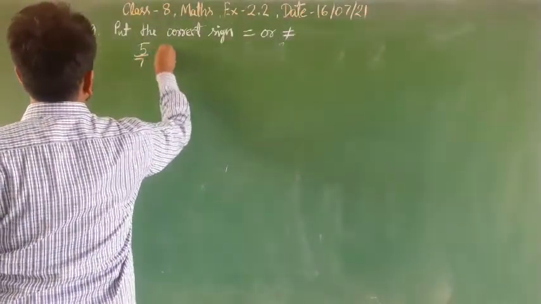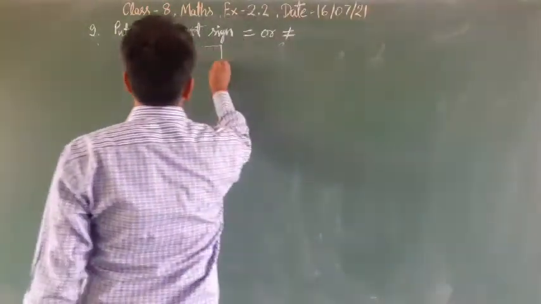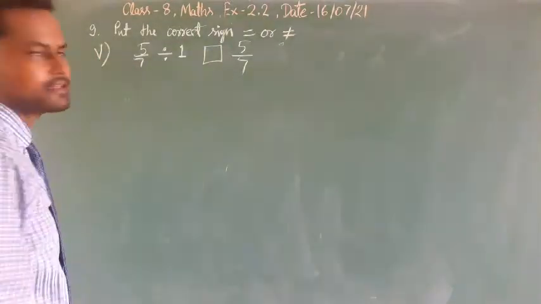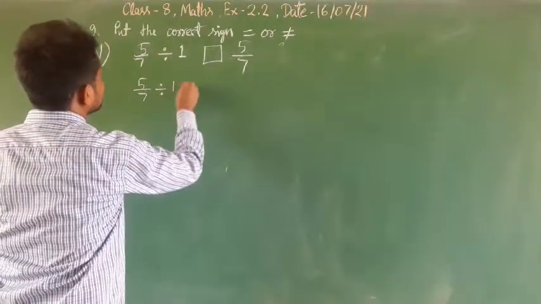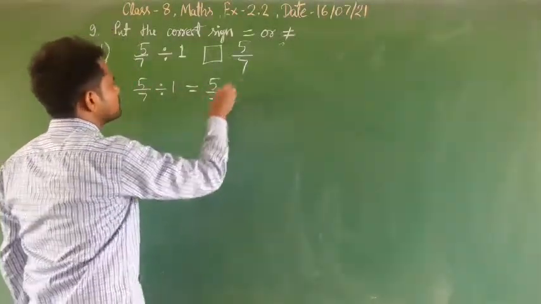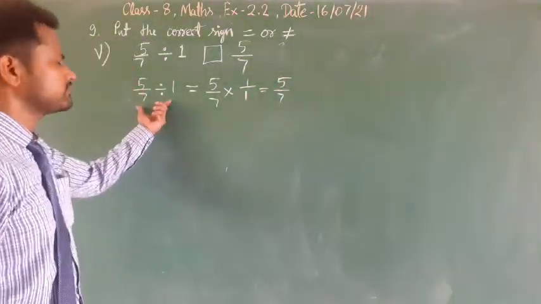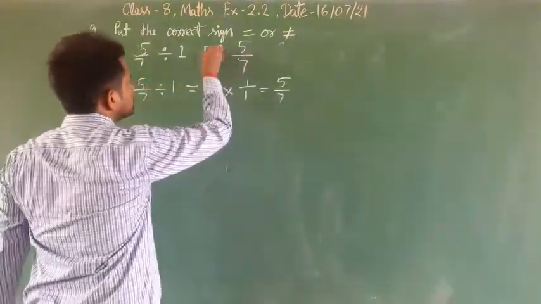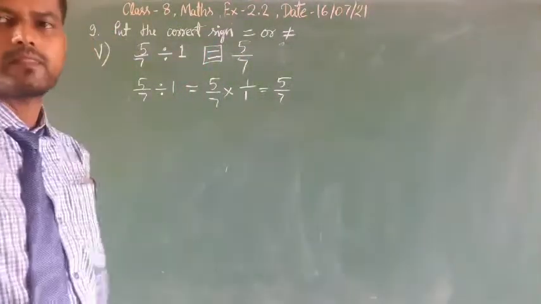5 by 7 divided by 1. 5 by 7, that is fifth part of question number 9. Now solve this. 5 by 7 divided by 1, then 5 by 7 into 1 by 1, that is 5 by 7. If we solve this expression, we get 5 by 7. So we can say that this expression is equal to this. Got it? Pause the video and note it down.